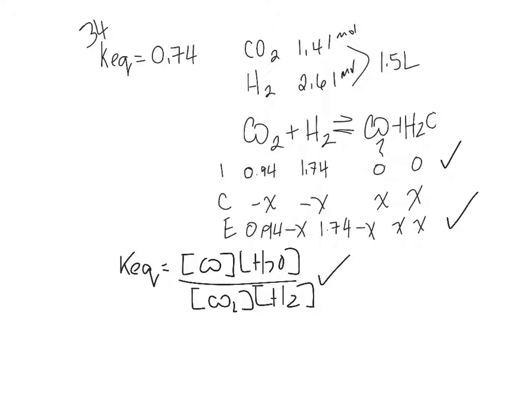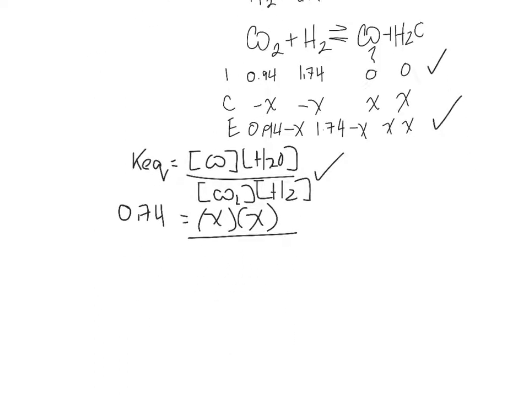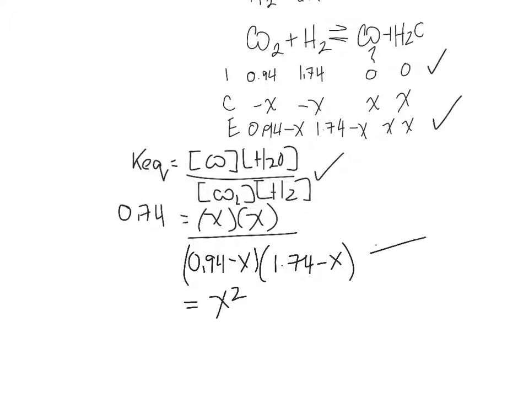All right, so plug in your values. 0.74 is equal to x over x, times x. So now we've got 0.94 minus x, 1.74 minus x. So unfortunately, you've got to FOIL this. You've got to work it out and then use the quadratic.